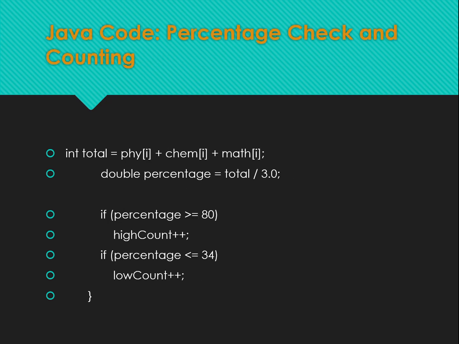Once we have the marks, we calculate the total by adding the 3 subject marks. Then we compute the percentage by dividing total marks by 3.0, using a decimal point ensures we get a floating point result. We then use if statements to check if the percentage is 80 or more, or 34 or less, and update the respective counters.